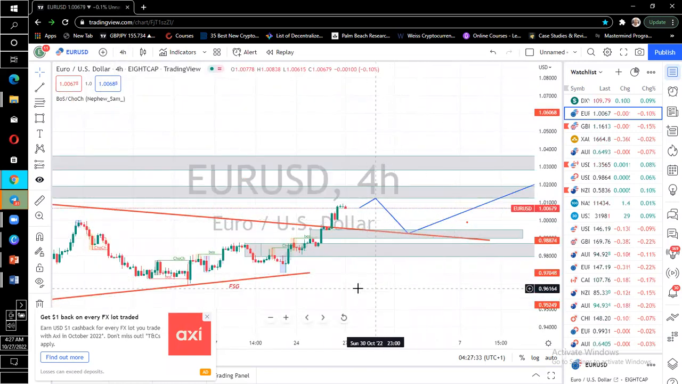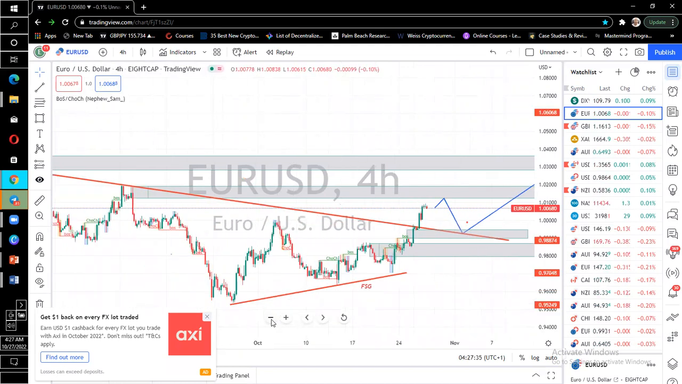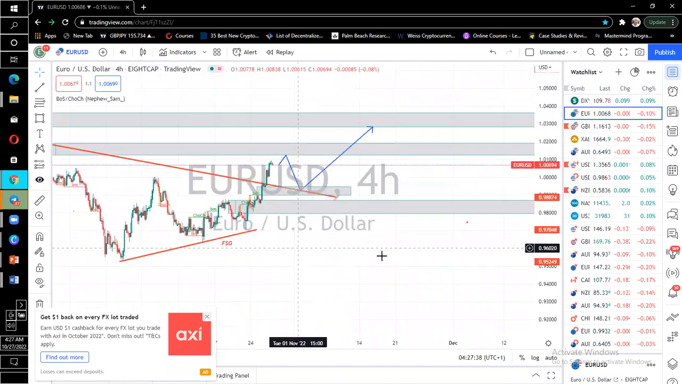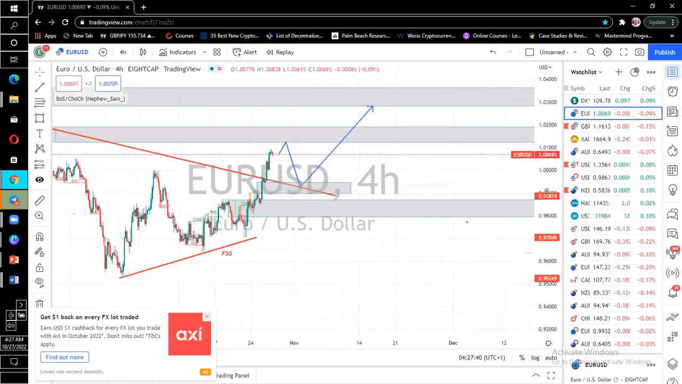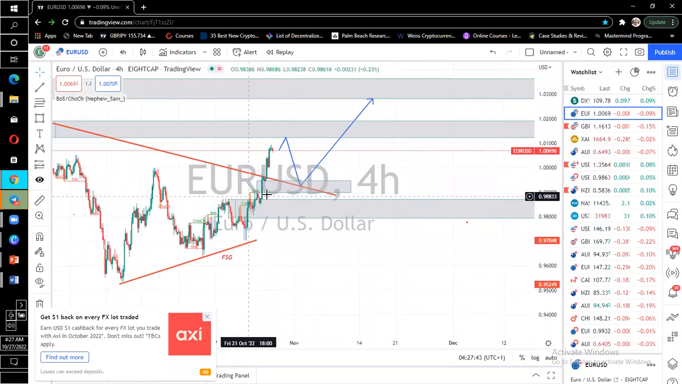So I'll be zooming out. Nice one. So on 4 hours, of course, you can see we still have a gap here. All right, so we'll have a block here.